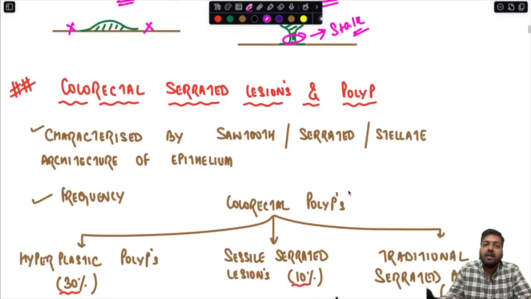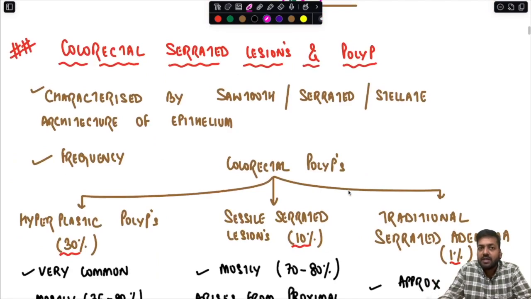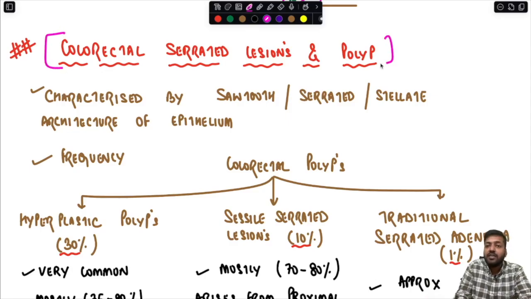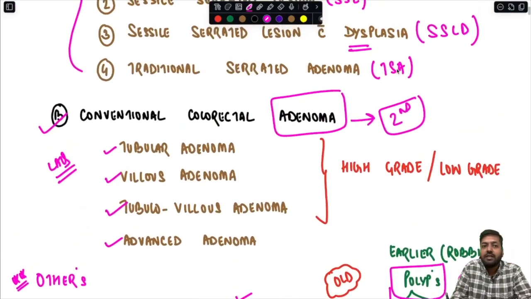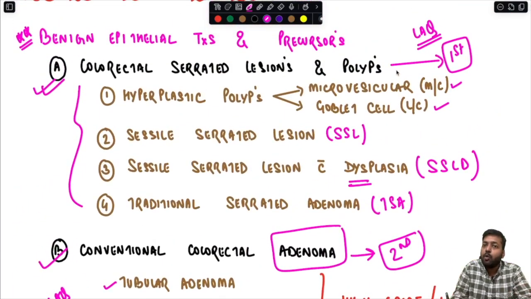Now coming to today's topic of discussion, today's lecture, we will discuss colorectal serrated lesions and polyps. What are the entities that we are going to discuss? We will mainly discuss hyperplastic polyps, both the microvesicular and goblet cell variety, sessile serrated lesion, that is SSL, as well as SSL with dysplasia, and the traditional serrated adenoma.